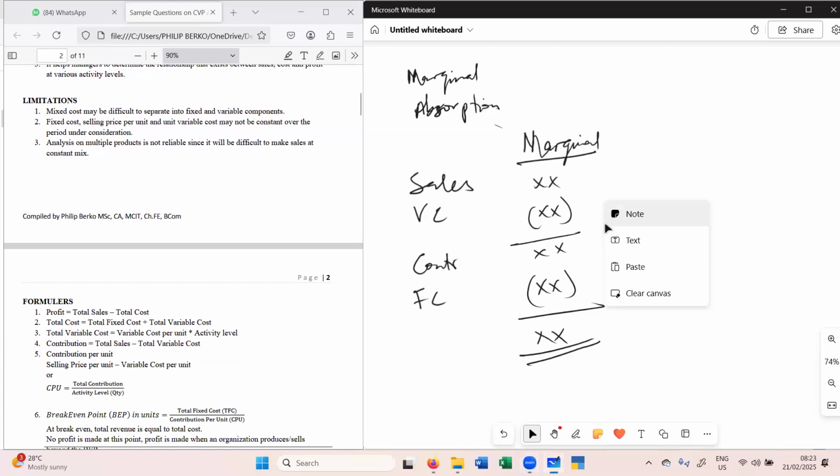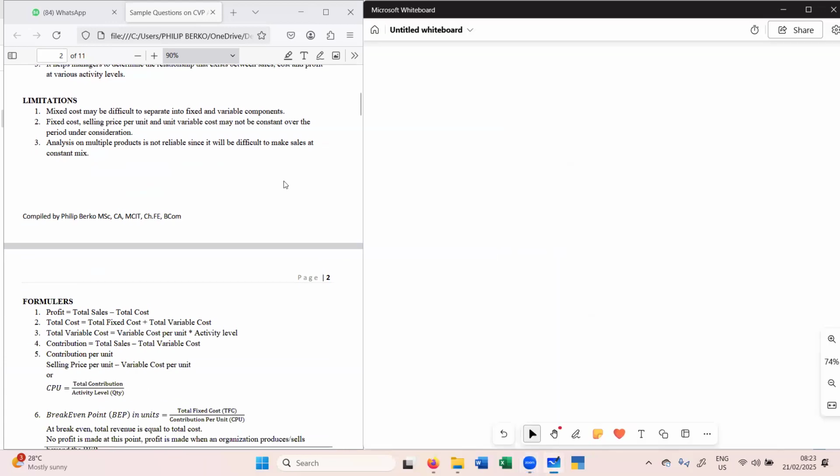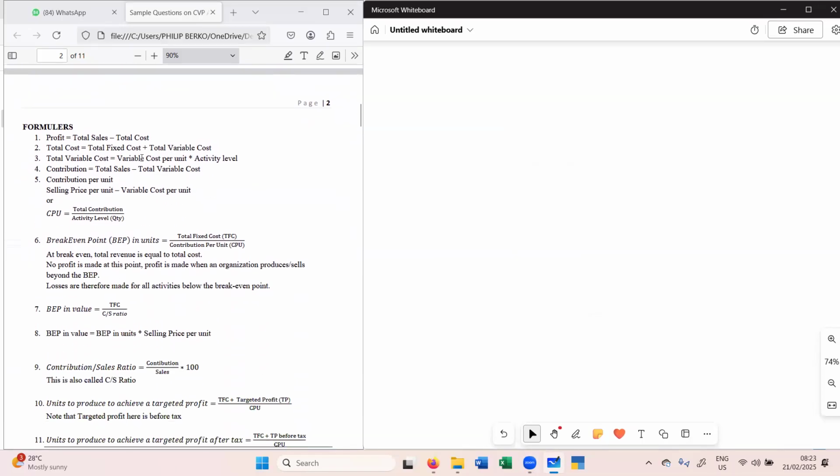Now, for you to undertake CVP analysis, it comes with some formulas. So let's quickly run through these formulas. One, how do you get your profit? You get your profit by deducting your total cost from your total sales. So that is the first model or formula you need to familiarize yourself with. Then the total cost is made up of fixed cost and variable cost. Sometimes we can take the word total away and say cost is always made up of fixed component and variable component.